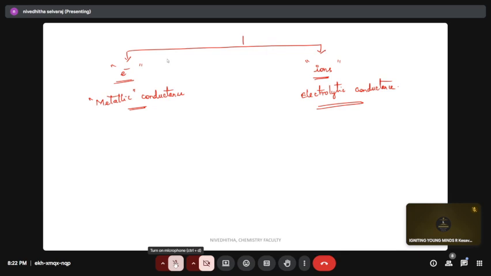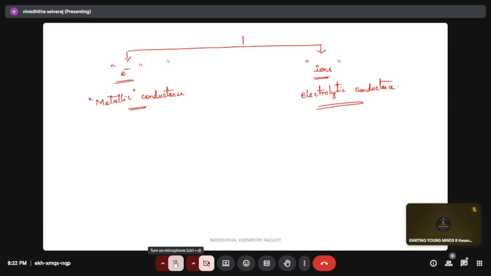Ma'am, metals have a tendency to lose electrons. Yes, very good. So as far as metallic conductance is concerned, there the electricity is produced due to free electrons. These free electrons will be in metals, so that is why it is called metallic conductance.